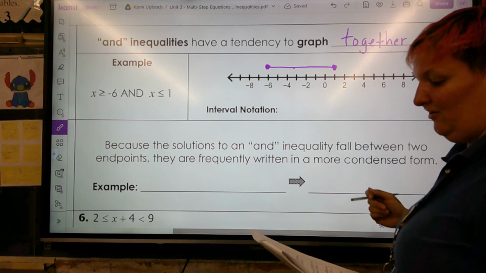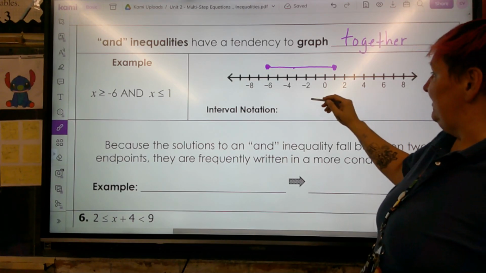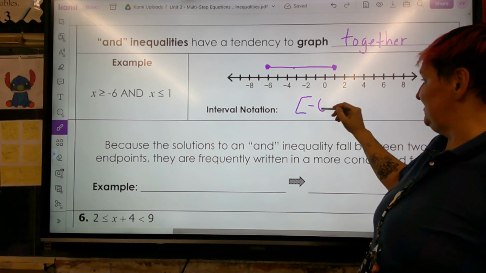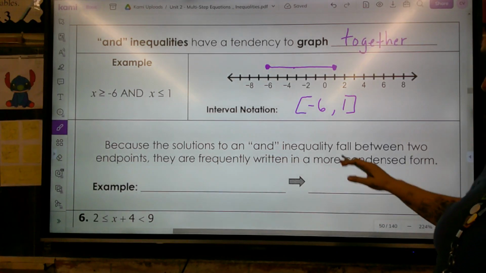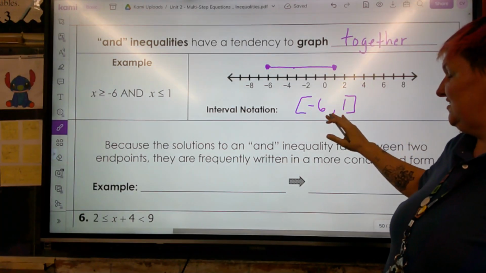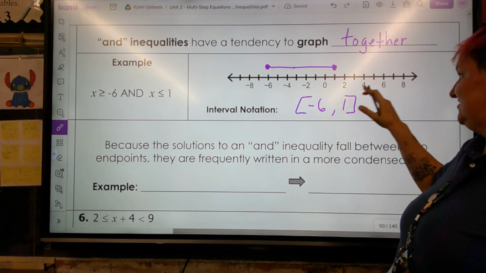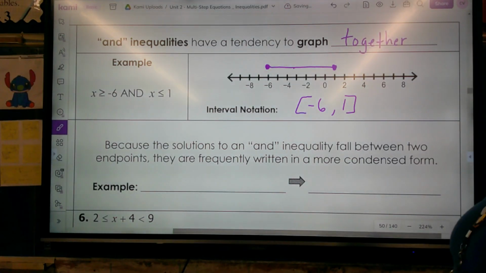And how do we write that in interval notation? It could be from negative 6 to 1. That's it. That's the only possible number choices. Something between negative 6 and 1. Those are the only possible answers.